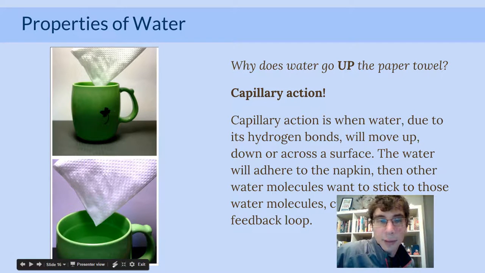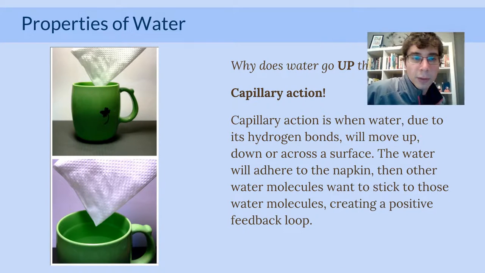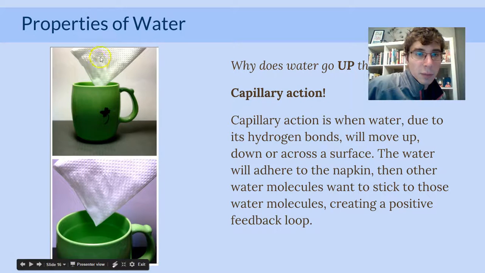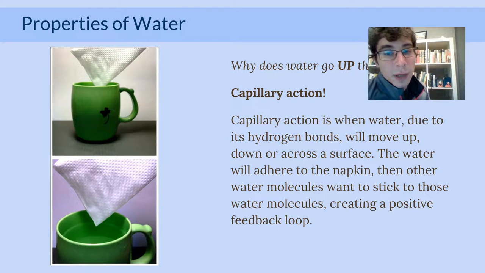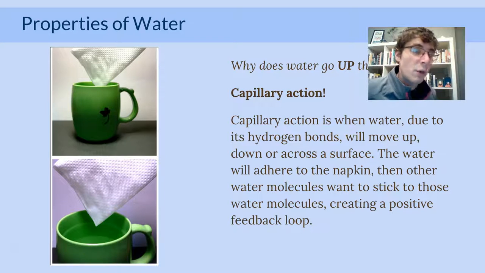All right, and then our last one was capillary action. How does water go up a paper towel, as in this example here? The water is getting pulled up through the napkin here. That's something called capillary action. And capillary action is when water, due to its hydrogen bonds, will move up, down, or across the surface. The water here is adhering to the napkin, and then other water molecules are getting pulled up by the hydrogen bonds. So now we have more water in the napkin, which means more water can move up further into it through capillary action because it's adhering to the surface of that napkin.